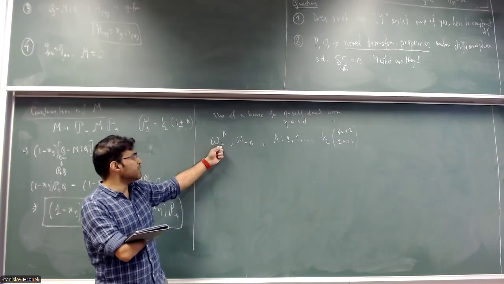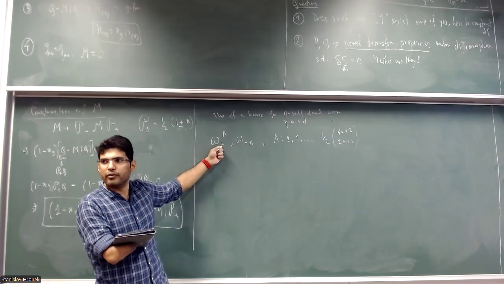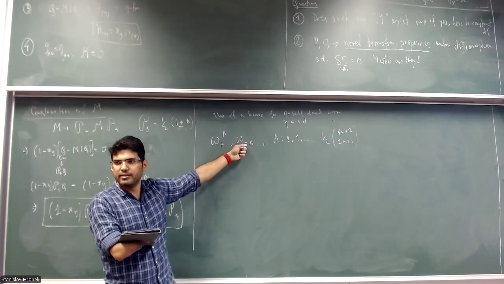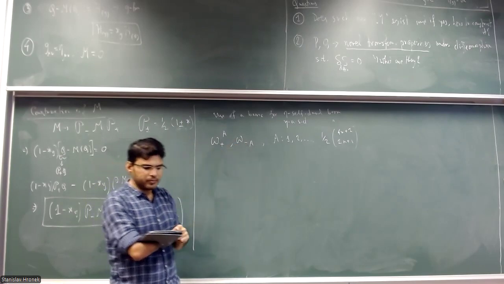Okay, so this is the self-dual one, right? If it's not clear, star of this is this, and this is the anti-self-dual. Star of this is minus this. Okay.